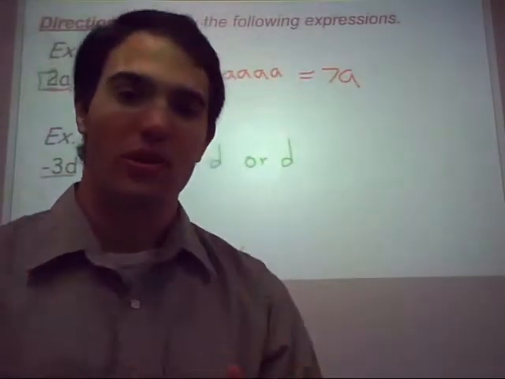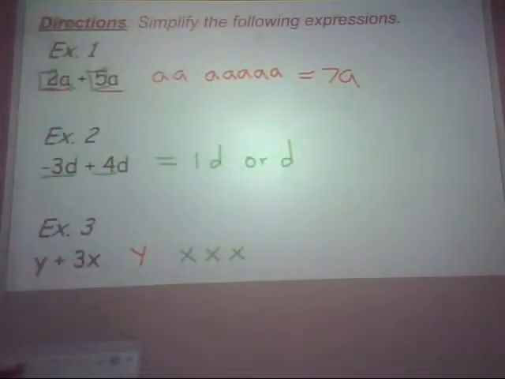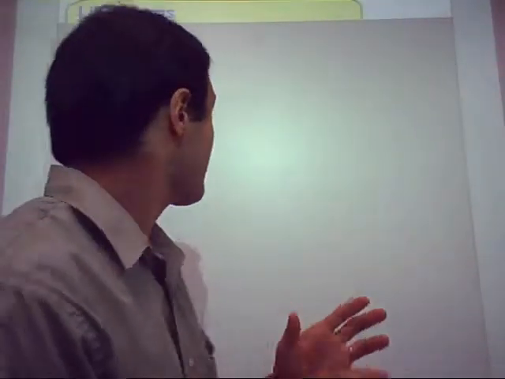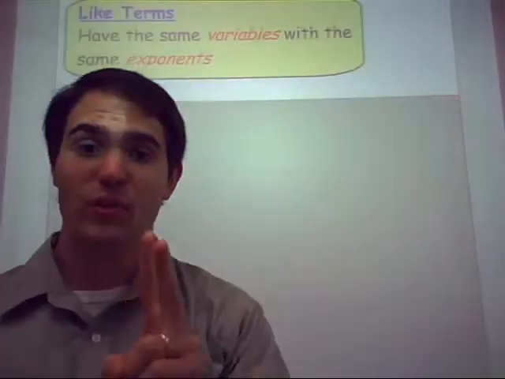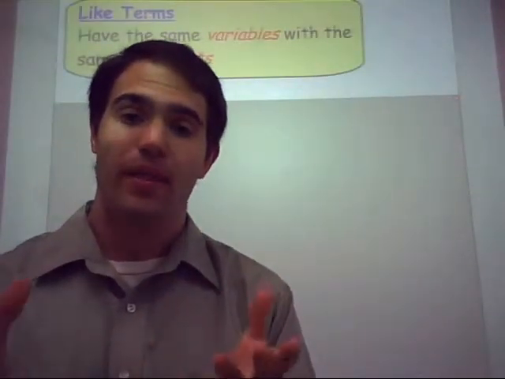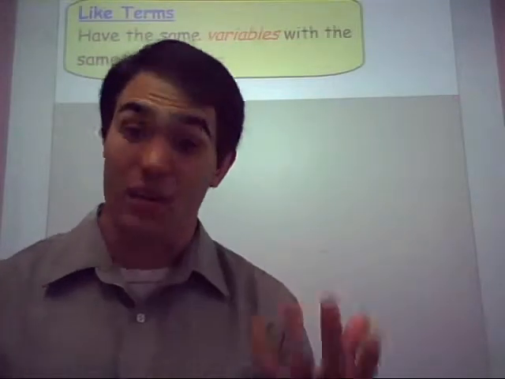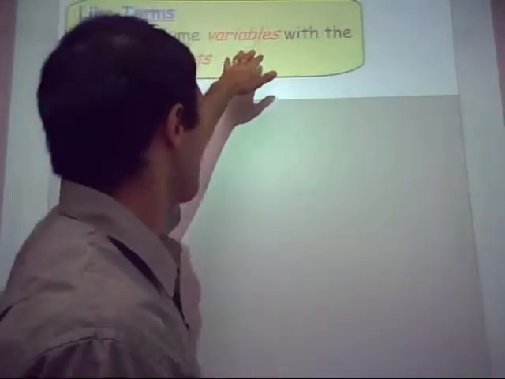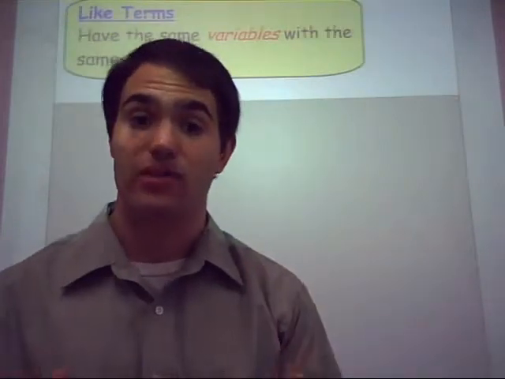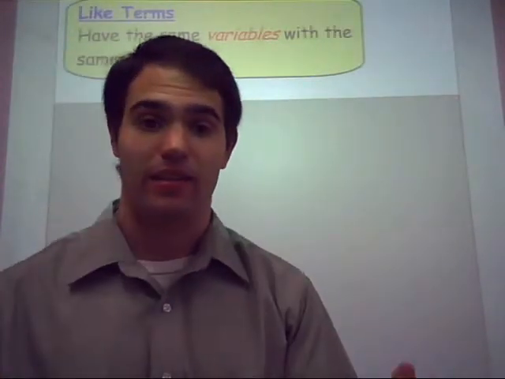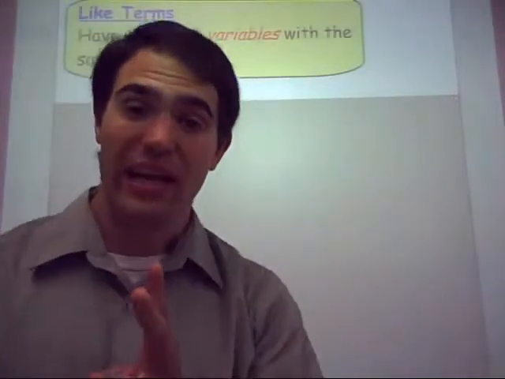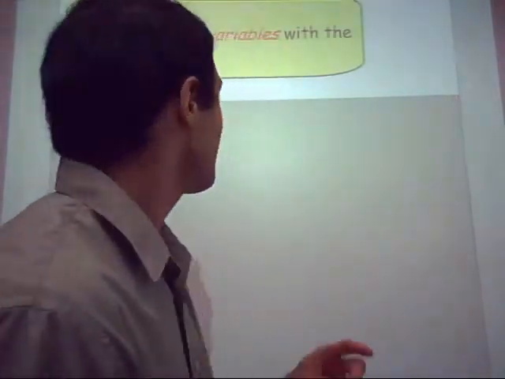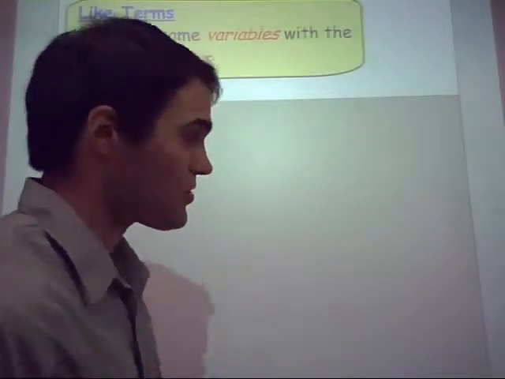Which brings up the notion of like terms. We need to think about what it means for 2 things to be the same. And 2 things need to be true in order for terms to be like terms. First of all, they have to have the same variables. They have to have the same letter. A and A. X and X. Y and Y. The second thing that has to be true is they have to have the same exponents.